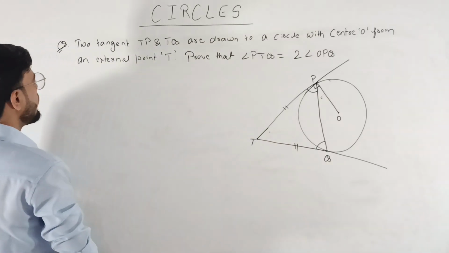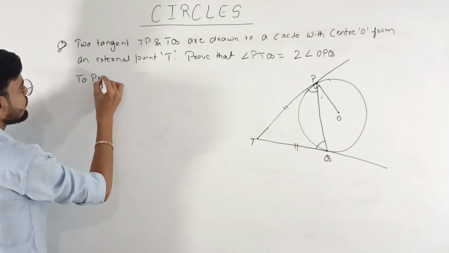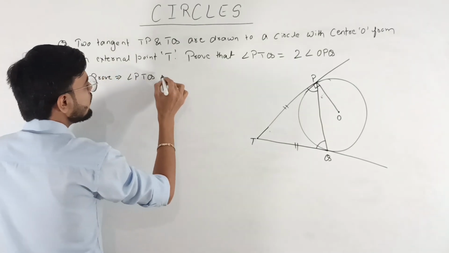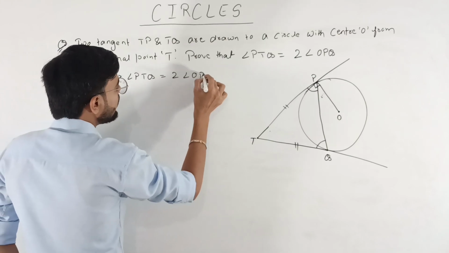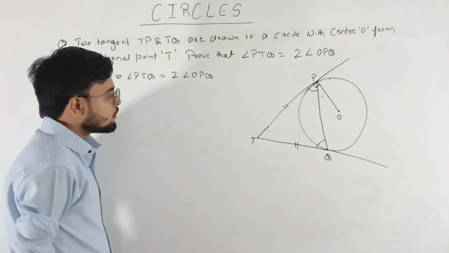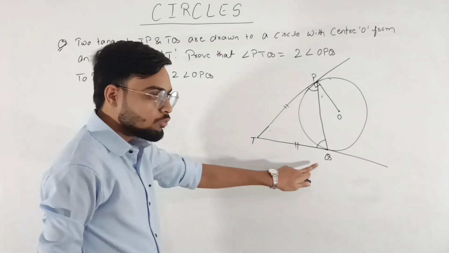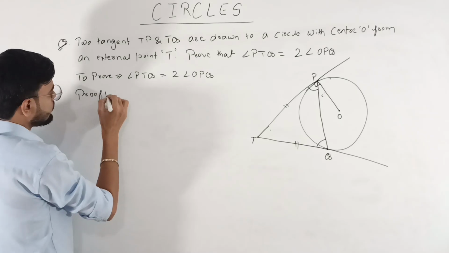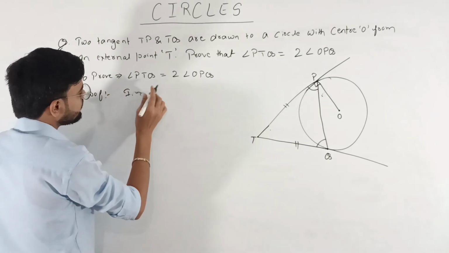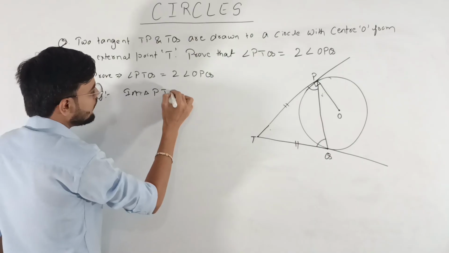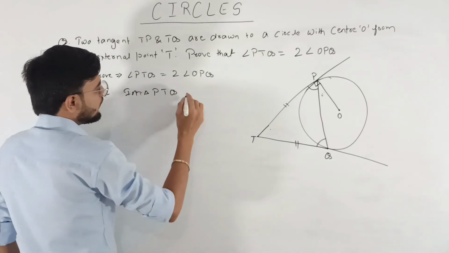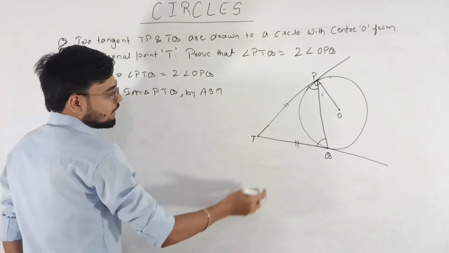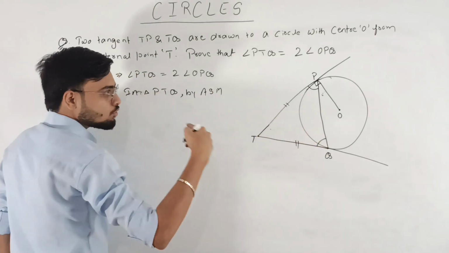First, I write what we have to prove. To prove: angle PTQ is equal to 2 of angle OPQ. Okay. Now we consider this triangle PTQ first. So proof. Now in triangle PTQ, we use angle sum property. In triangle PTQ, by angle sum property, this angle plus this angle plus this angle are equal to 180 degrees.